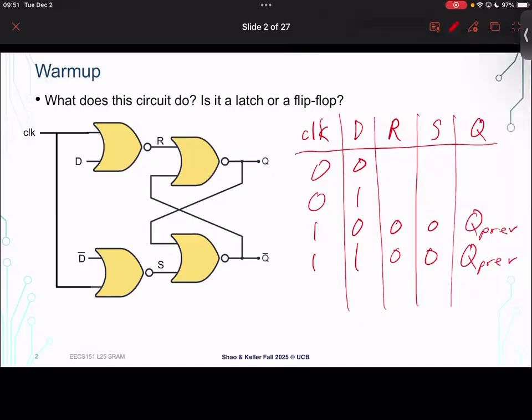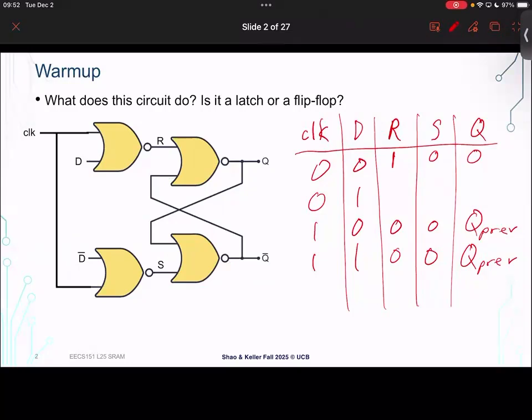If clock is 0, then we have to look at what's going on with D, right? So in this first line, if clock is 0 and D is 0, then what is R? Say it a little louder so everyone can hear you. Yes, R is 1. Okay, but here we have D bar going into the NOR gate, so S is going to be 0. So if R is 1, then that necessarily forces Q to be 0 through the NOR gate, right? The NOR gate inverts and forces it to 0.